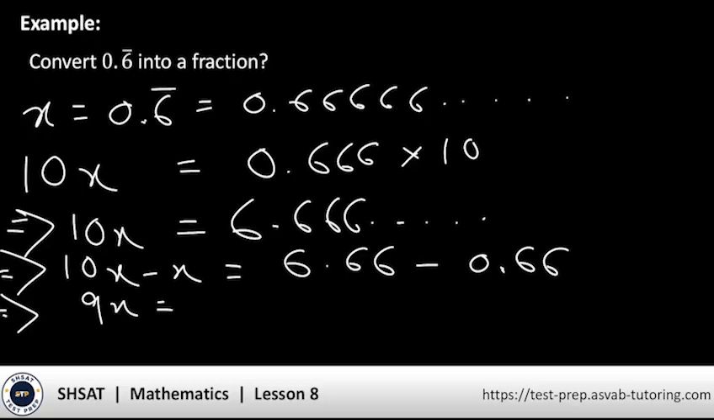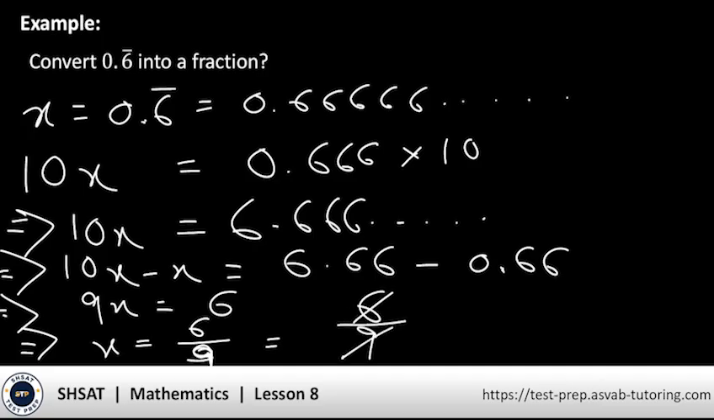So 6 minus 0 is 6, but 0.66 minus 0.66 is going to cancel each other out. So if 9x is 6, then x is going to be 6 over 9, and of course if you cancel them out, 6 over 9 is going to be 2 over 3, which is your final answer, okay?